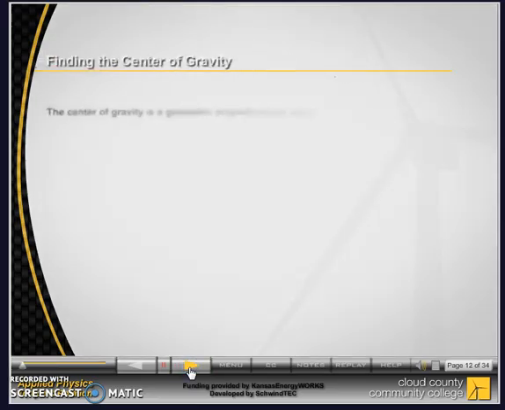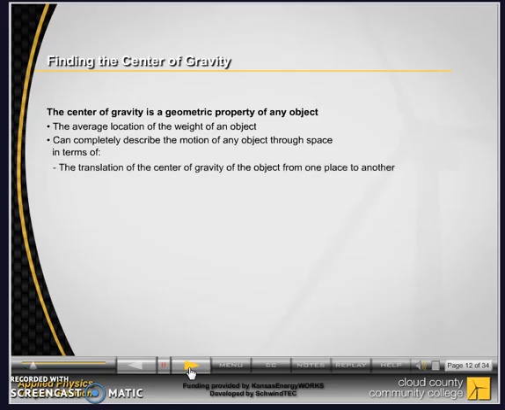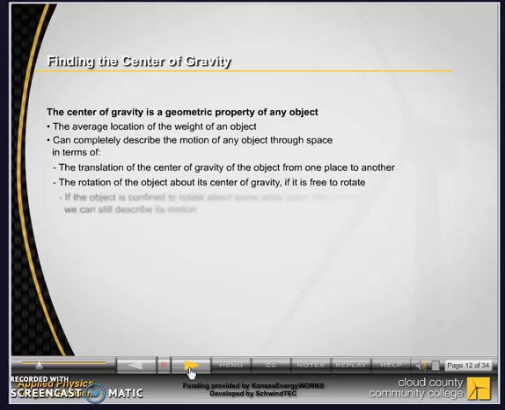The center of gravity is a geometric property of any object. The center of gravity is the average location of the weight of an object. We can completely describe the motion of any object through space in terms of the translation of the center of gravity of the object from one place to another, and the rotation of the object about its center of gravity if it is free to rotate. If the object is confined to rotate about some other point, like a hinge, we can still describe its motion.